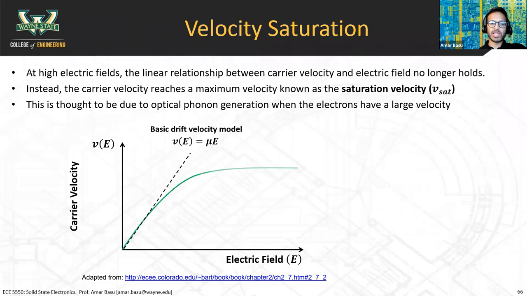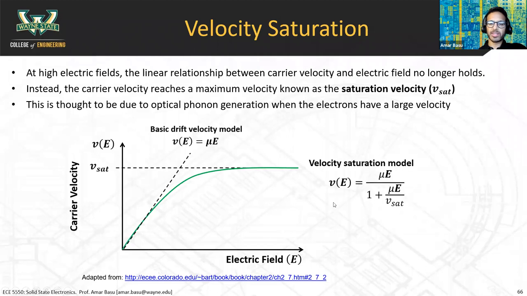Okay, it looks like the green line. And it's described by this equation here. The velocity saturation model describes this as the velocity is equal to mu E divided by 1 plus mu E over V saturation. Okay, you can remember this equation. It'll probably also be given to you in a formula sheet, but basically it starts off linear like this and then it kind of curves and flattens out to a quantity called the saturation velocity.